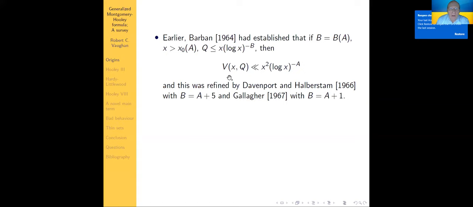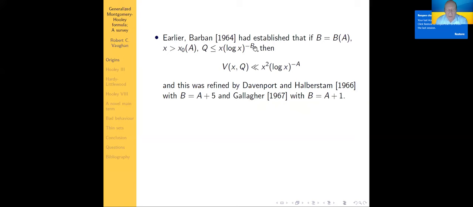You can get a result of this quality if Q is at most X divided by a power of a logarithm. And the actual power you require in order to gain a log X to the A here was worked out first by Davenport and Halberstam, and then Gallagher got the precise result.